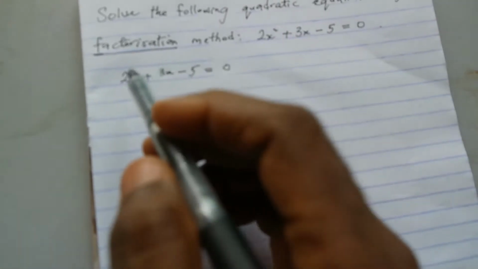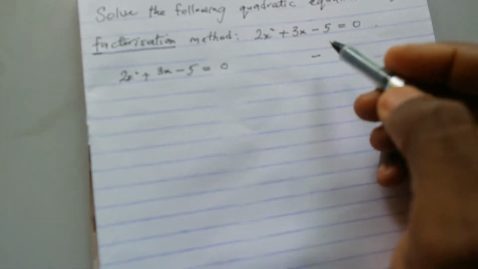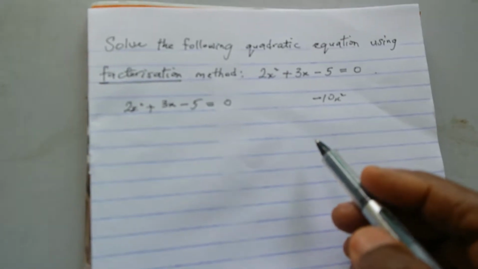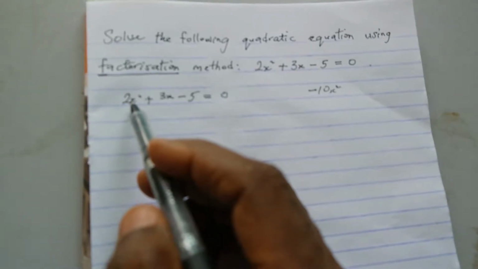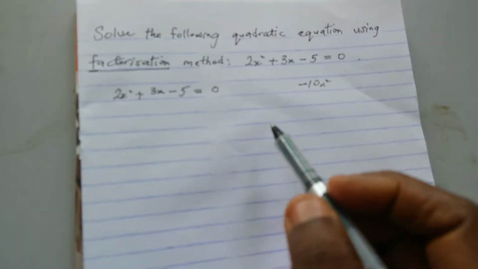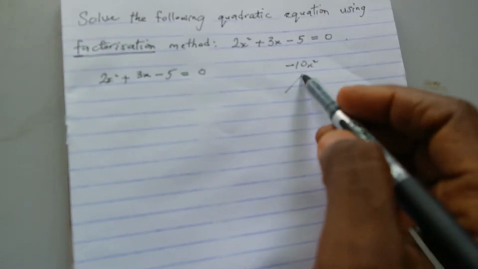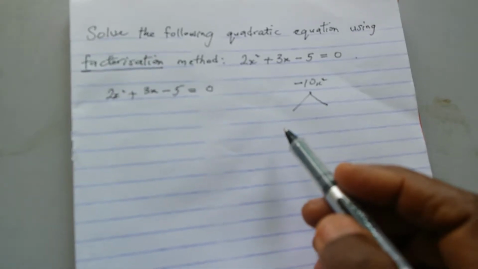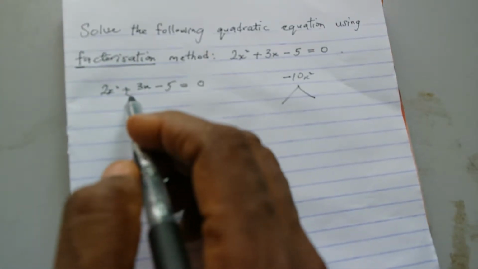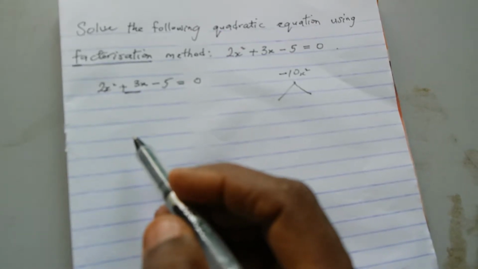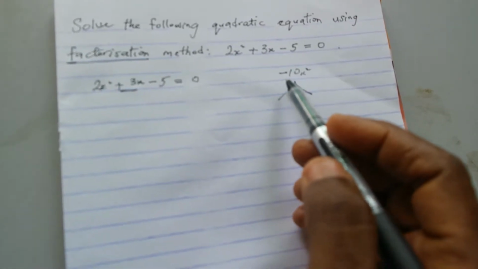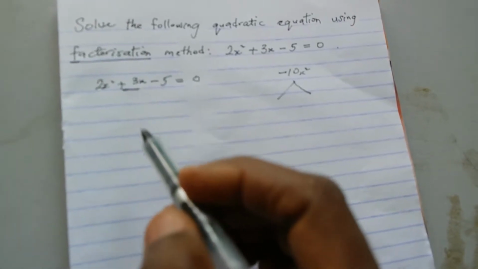When we multiply the first and the last term together, that is 2x squared multiplied by minus 5, we are going to have minus 10x squared. Now, from here, we think of two numbers such that when we multiply them together, we get minus 10, and when we add them together, we get the middle number here, which is plus 3. What are the two numbers that multiply to give minus 10 and add to give plus 3?